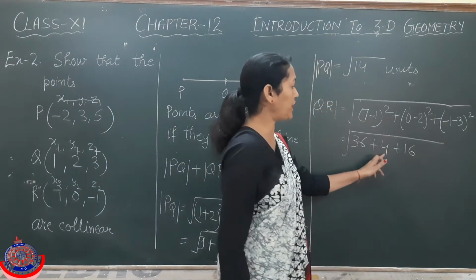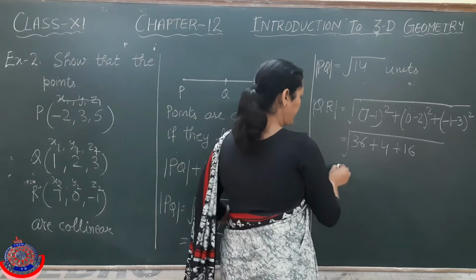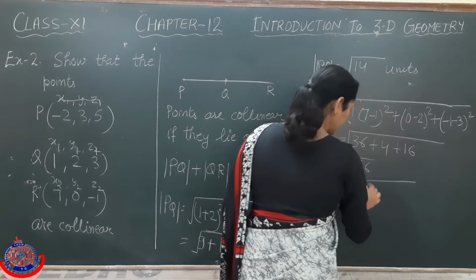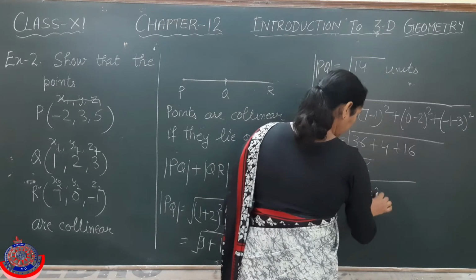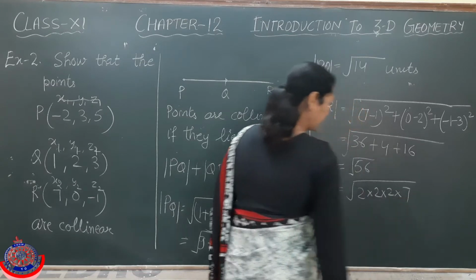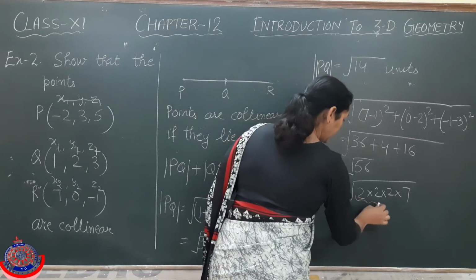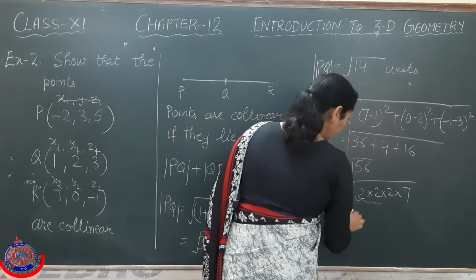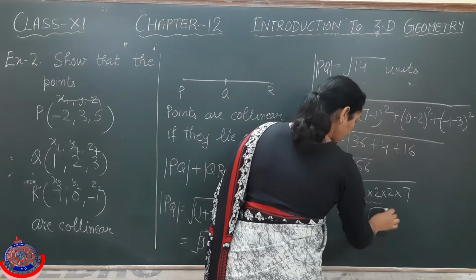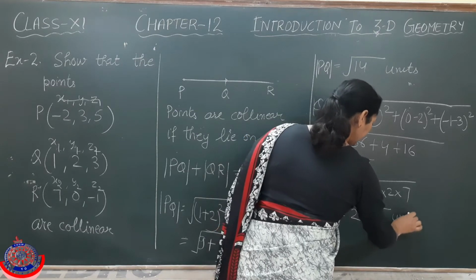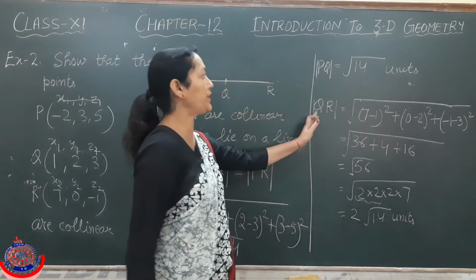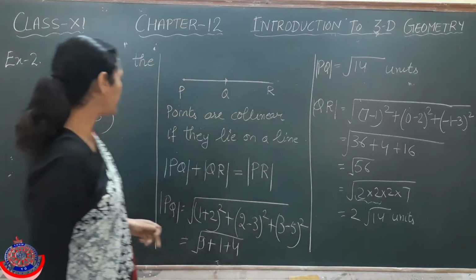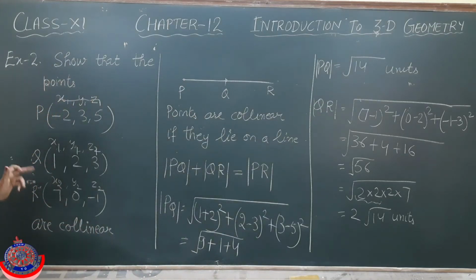Now we have got 40 and 16, 56. 456, if we factorize, 8, 7, 7. So we'll be having factors: 2 is coming 3 times and then 7. So one 2 will come out and these two will be multiplied. So we have got 2 root 14 units, the distance between Q and R. We have obtained the distance between P and Q, and between Q and R. Now next is to find the distance between P and R.